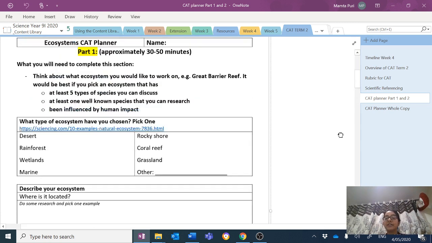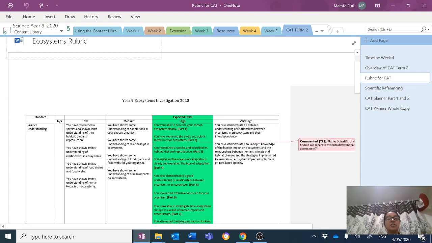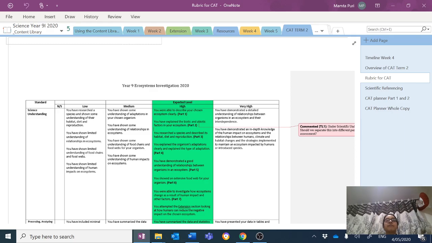Before I move on to the rubric and discuss that with you, I need to stress that when you're thinking about the ecosystem, do think about your planning for all of the parts which make up your report. Bear in mind, you have to pick one species. Later, in week 5, you have to think about the impacts of human intervention on your ecosystem. So when you are starting to think about an ecosystem, bear in mind you still have to do these many parts later on as well. So go for a good one.